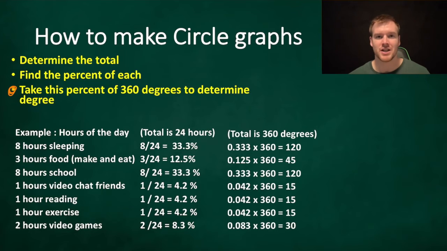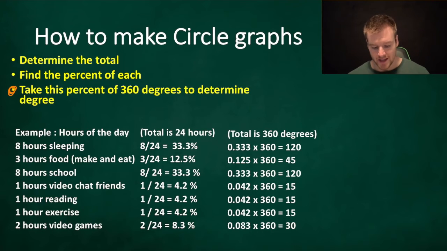Now, next we need to determine what portion of 360 degrees or a full circle that would be. So we take the percentage, turn it back into a decimal. So for 33.3% would be 0.333, 12.5% would be 0.125. So you're just dividing by 100 to turn that back into a decimal. And we can see those numbers there, and we multiply by 360, and I'm getting those values for an angle.